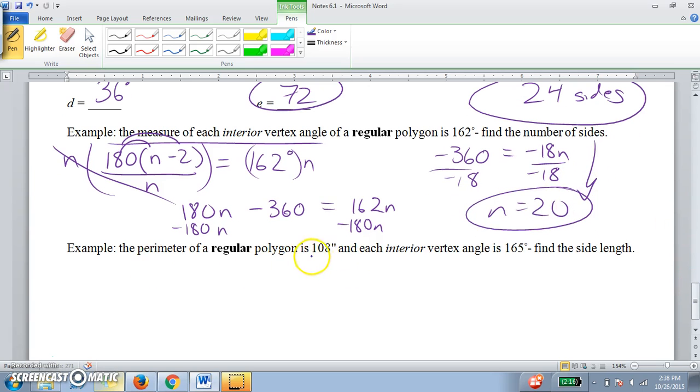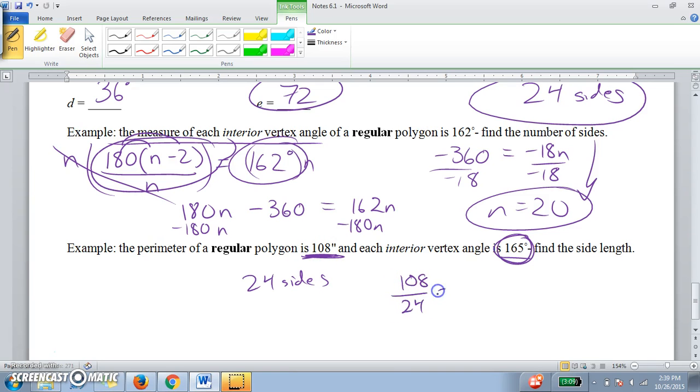All right, the perimeter of a regular polygon is 108 inches, and each interior vertex angle is 165. Find the side length. So this means we have to figure out the number of sides. So if we do the same thing we did up here, we would do this entire equation, except 162 would turn into 165. So if we do that, we would get that there are 24 sides in this shape. Since it says the perimeter is 108, if I divide that 108 total by 24, that gives me the length of one side, which is going to be 4.5 inches.